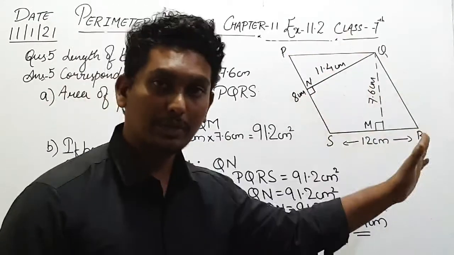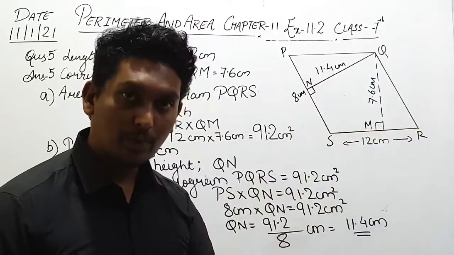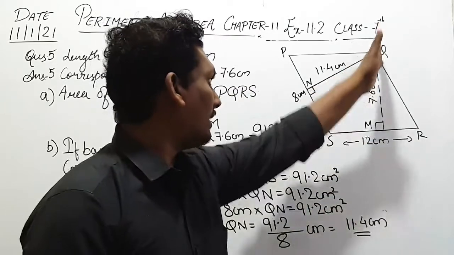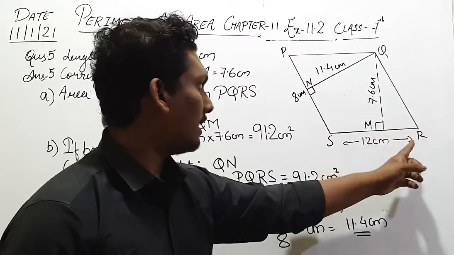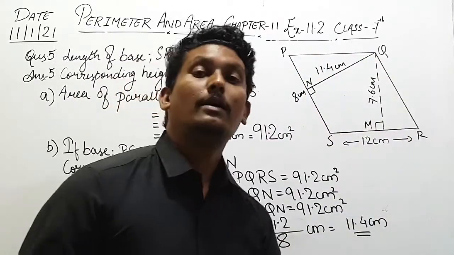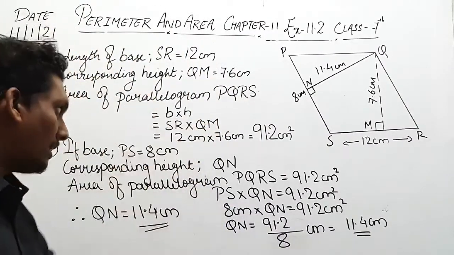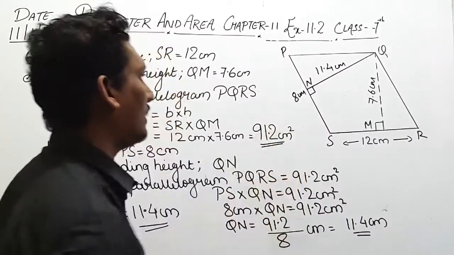Once again, I am going to tell you the figure. The figure is all about parallelogram PQRS, in which SR is the base, that is 12 centimeter, and QM is the corresponding height for SR, that is 7.6. So in the first part, we have to find out the area of PQRS. Just base into height, multiply it, you will get the area here.